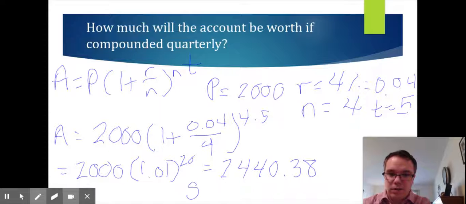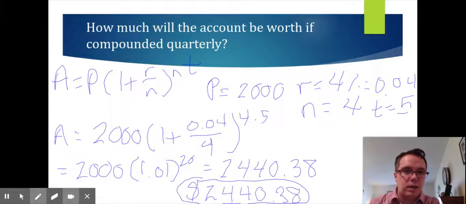So the answer to our problem is $2,440.38. So the answer to our first question, what would the account be worth if we compound quarterly, is right there.